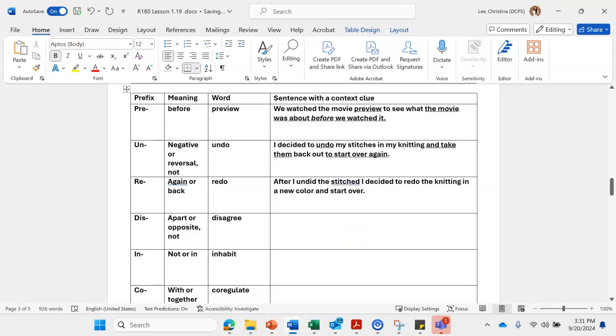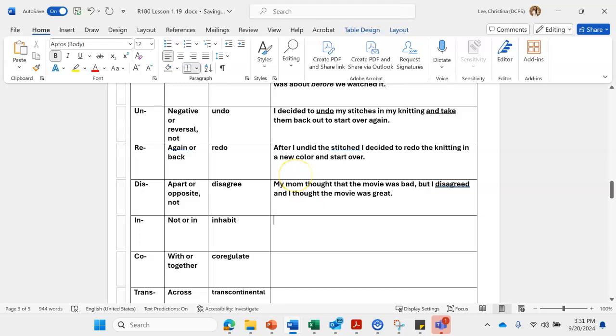All right, disagree. Dis means apart or opposite, so the opposite of agreeing, not agreeing, right? So disagree. My mom thought that the movie was bad, but I disagreed, and I thought the movie was great. Now here, this but in the sentence signifies a change, right? So my mom thought the movie was bad, but indicates a contrast. So disagreed tells us that.